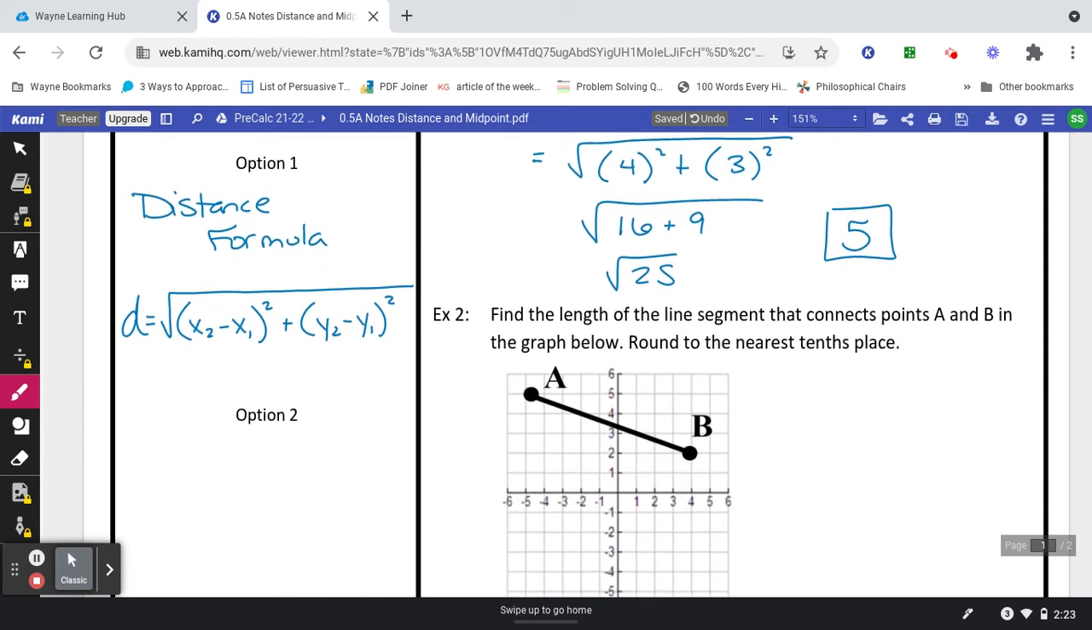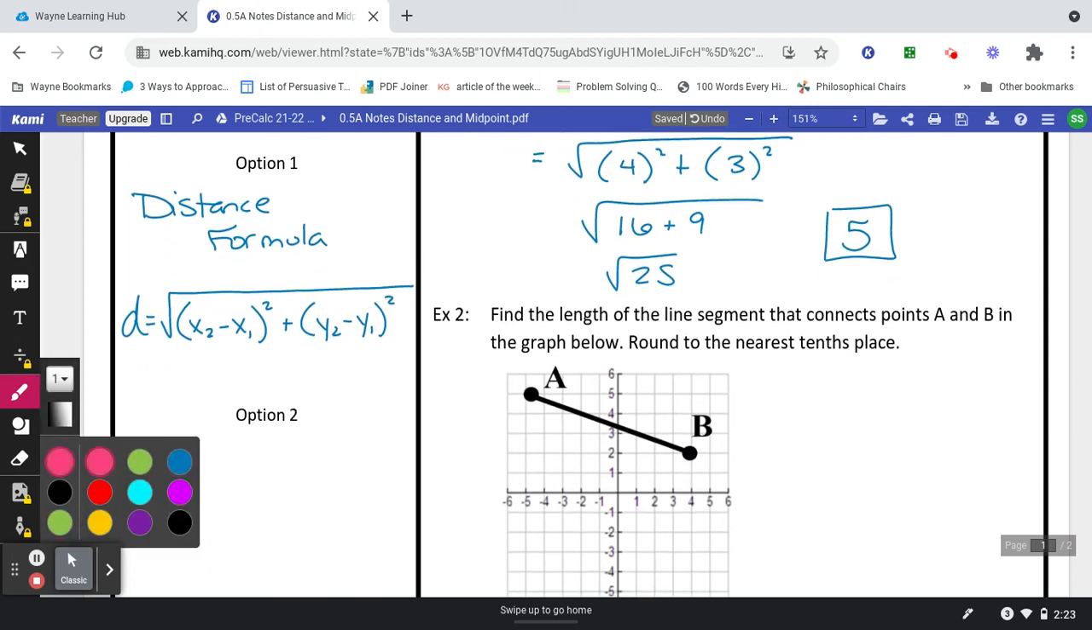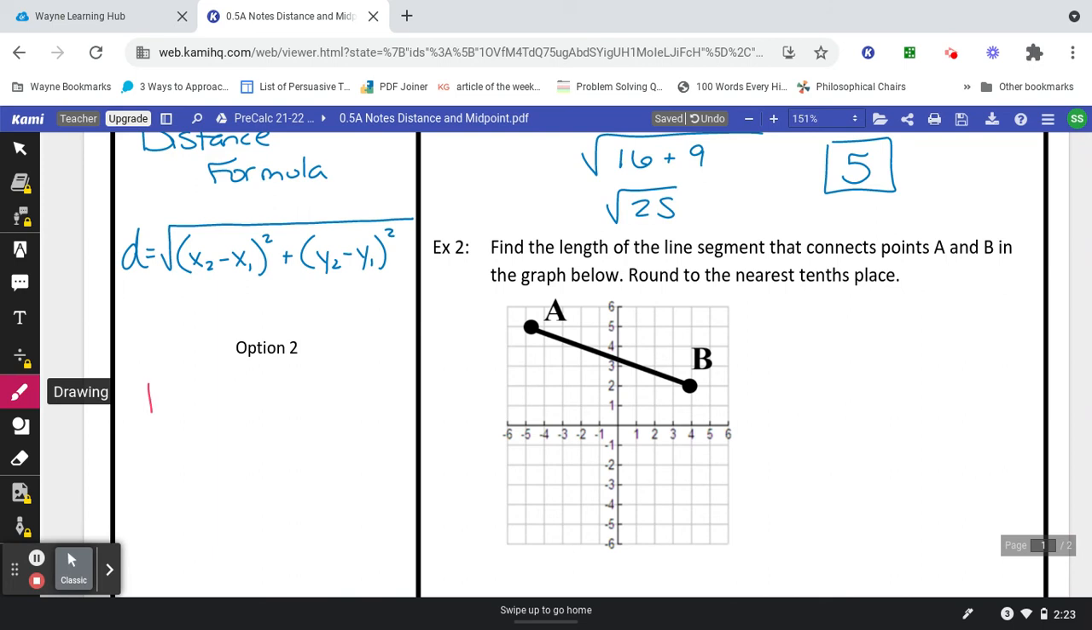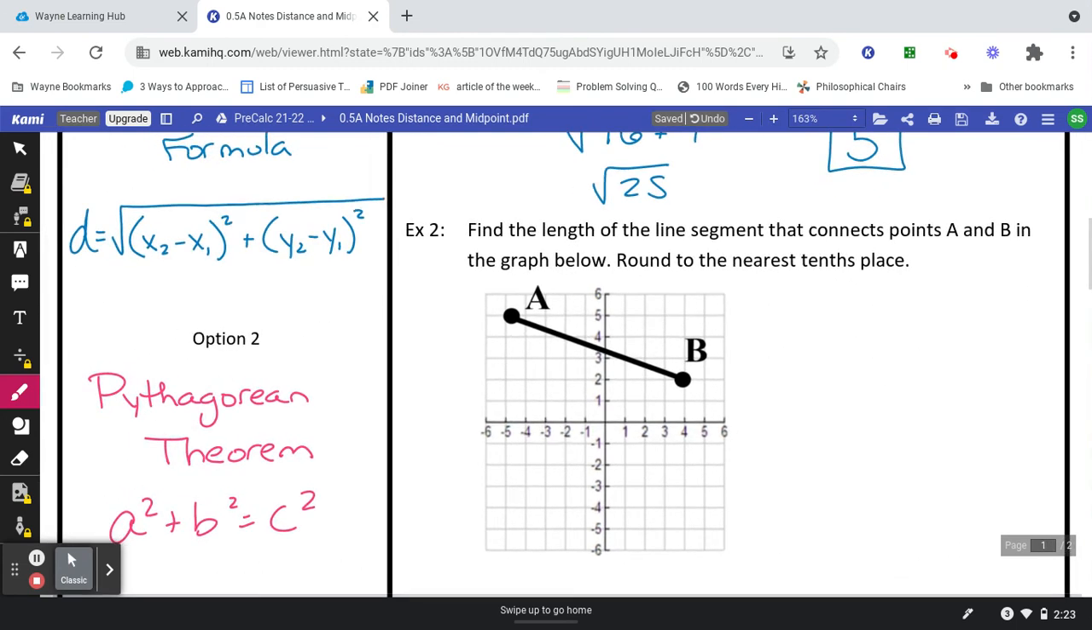The second option as to how you could do this problem is using the Pythagorean theorem. That is a squared plus b squared equals c squared. And I recommend that when you have a graph or 2 points that have already been plotted. So example 2, find the length of the line segment. That just means distance. That connects points A and B in the graph below, rounded to the nearest tenth place, so 1 decimal.